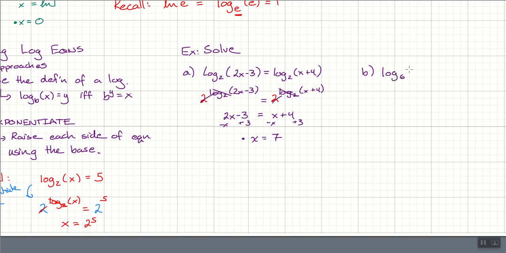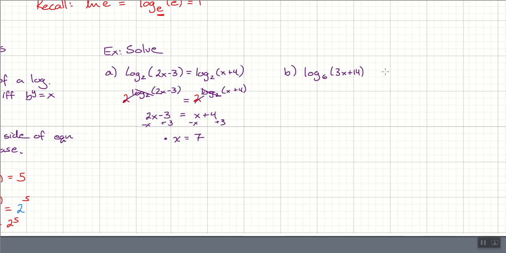I want to take log base 6 of 3x plus 14, and I'm going to have to slide over a skosh here, minus log base 6 of 5. And I'm going to claim that this equals 2. Now, this problem is noticeably more challenging, and the thing that makes it so is that there's not a log on each side. I can't just set the arguments equal.